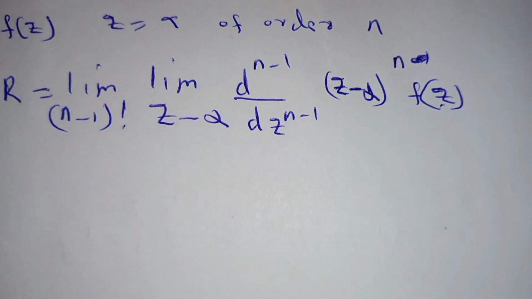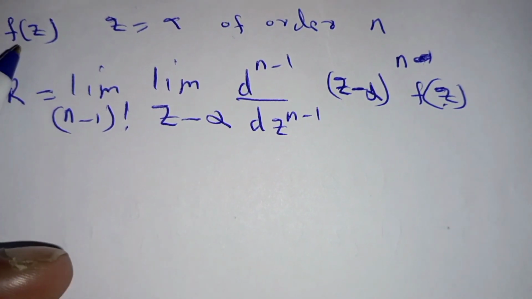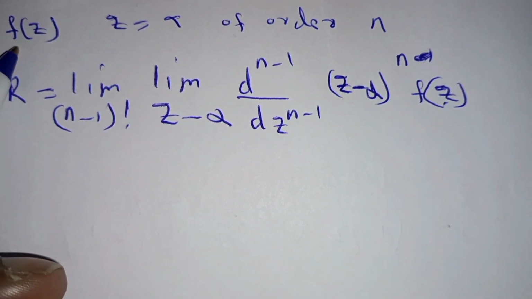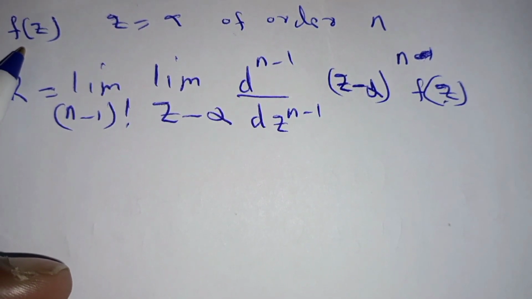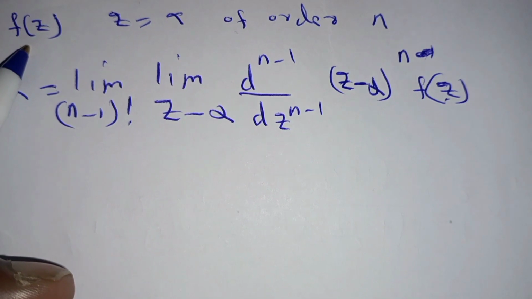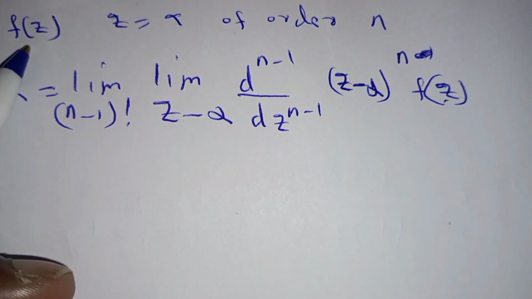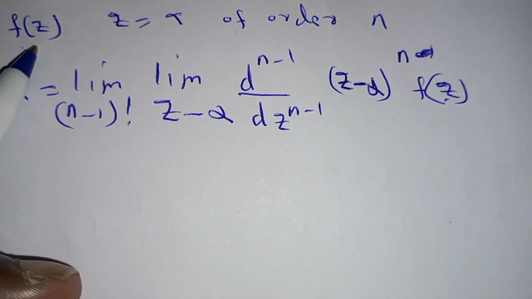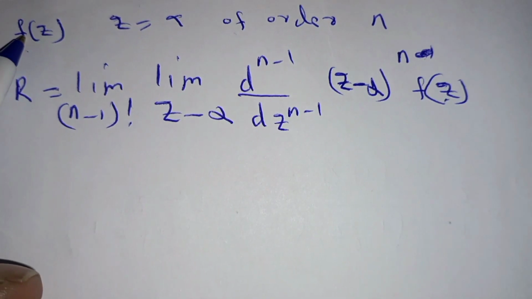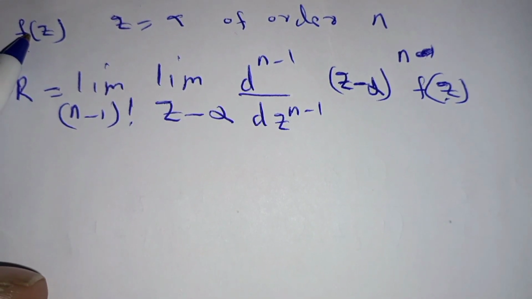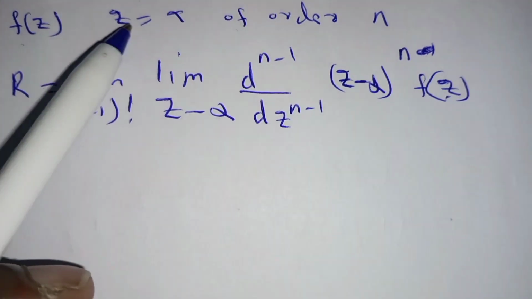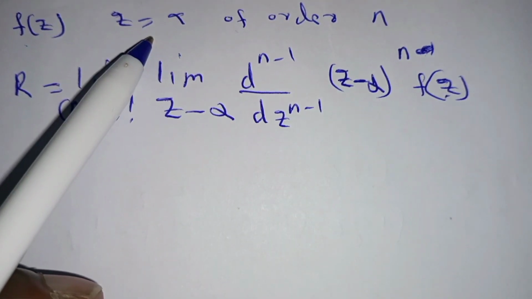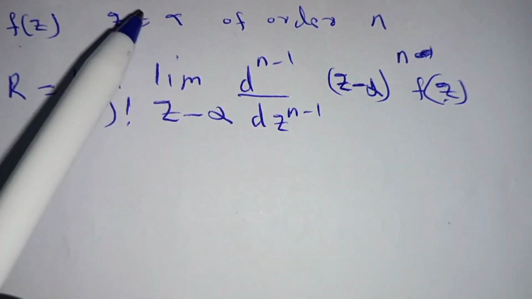Welcome to the standard of complex mathematics, whereby the function is represented by f of z. Today's focus is residue at multiple poles. Remember, a pole is a point where the function is not defined. So suppose f of z is defined everywhere except at z equal to alpha, where the pole is of order n.